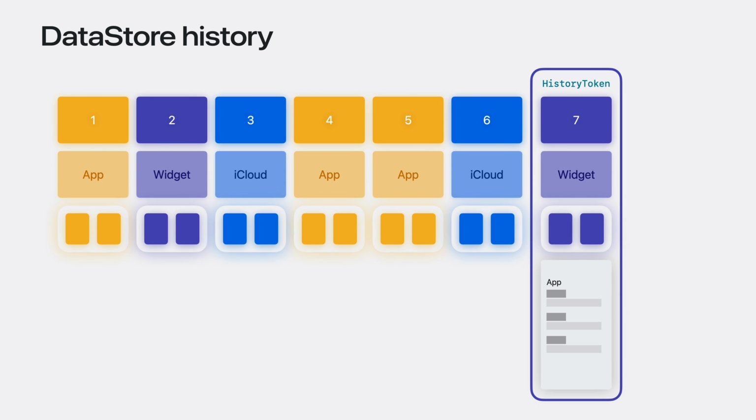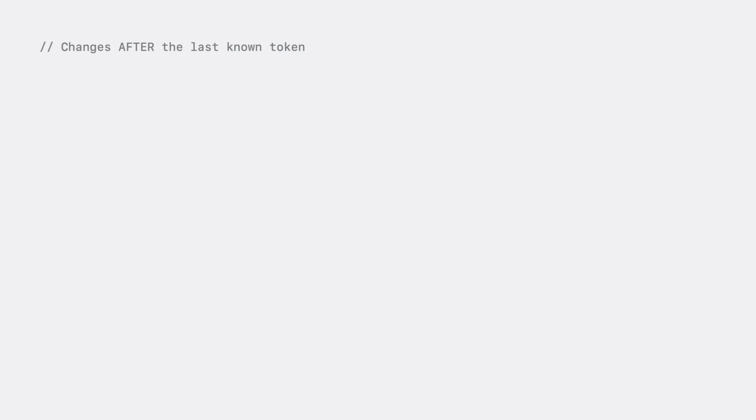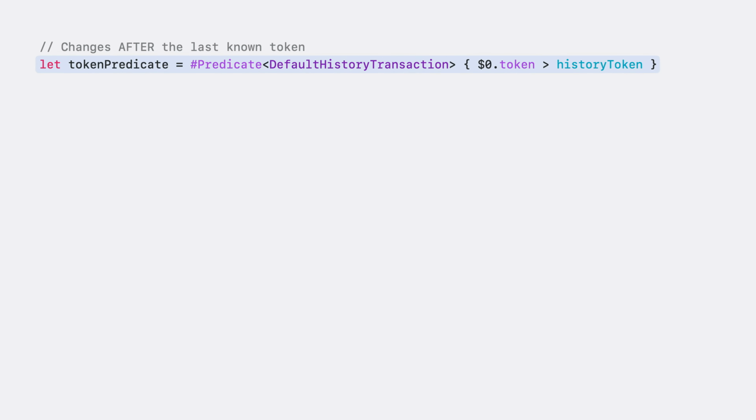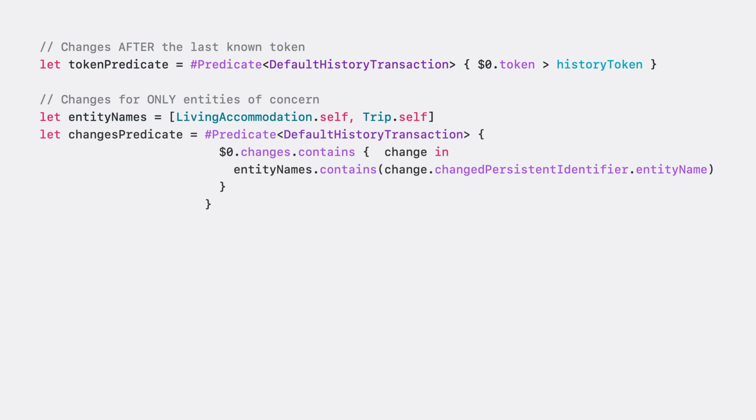Now, when a new change occurs, such as the widget updating a trip, a new entry is added to our history, and our app can fetch history to see if any changes since our last token are of interest. Now that we have a stored history token, we can build a predicate that only fetches history after that token. And in order to only find the changes we care about, we build up the entities we want to know have changed. Here, we only want to know if a trip has changed or its living accommodations, in case the widget confirmed where we are staying. And use the entity names in the changes predicate to filter history changes for our desired types.